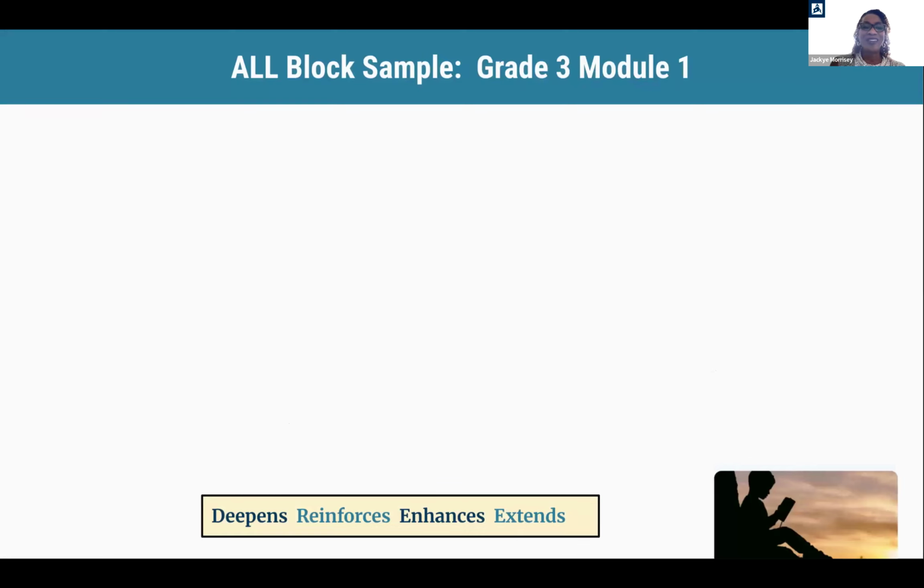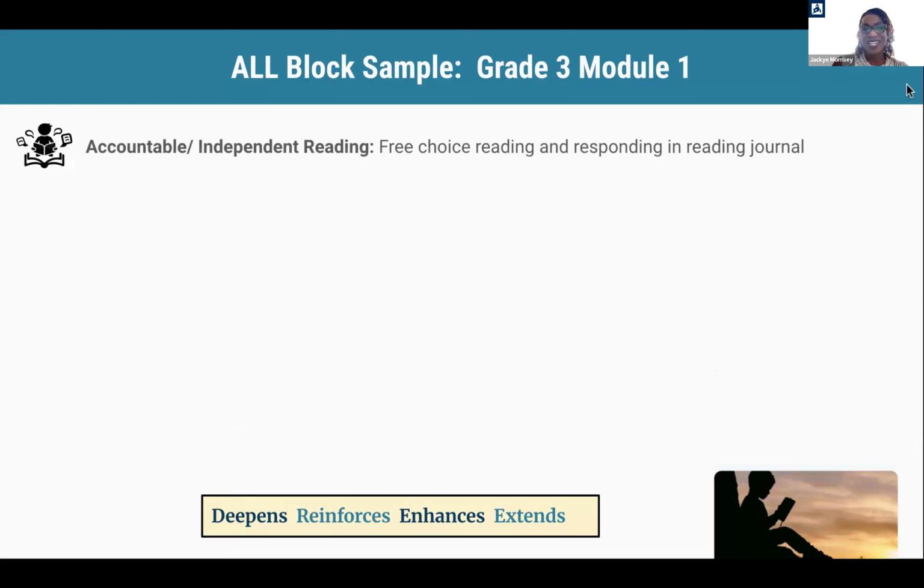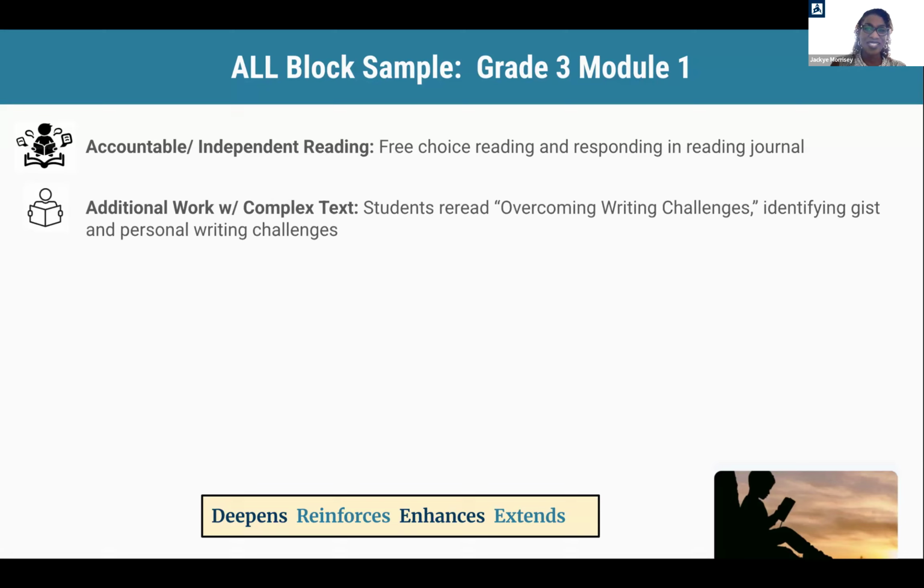If we were to look at all of these rotations together, let's take a look at what that might look like. So here's an example from grade 3. We all know that in grade 3, module 1, students are working on literacy learning challenges for reading. And in that particular module, some of the all block rotations that the students engage with are the accountable independent reading, where they have the free choice reading, and then they're going to be responding in their reading journals about the things that they are reading, whether that is independent research reading or free choice reading.